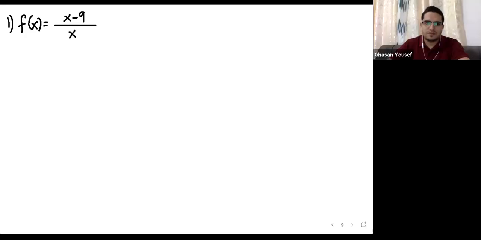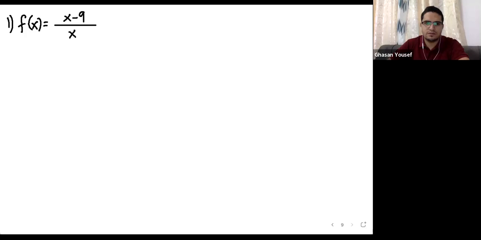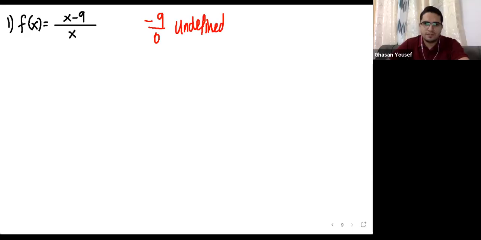What about 0? Can I plug 0 here? I cannot, because 0 minus 9 is minus 9 over 0, and minus 9 over 0 is undefined. Any number over 0 is undefined. So what is the domain for this function? What are the possible inputs I can plug in?